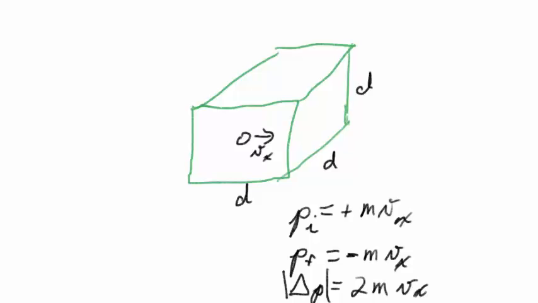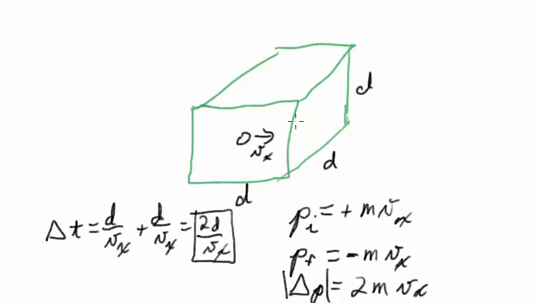We're going to start by imagining a box with each edge measuring length d. Within this box, we'll have a particle bouncing straight back and forth along the x-axis with velocity v sub x. As it hits the wall, its momentum will change from positive m v sub x to negative m v sub x, resulting in a change in momentum with magnitude of 2m v sub x. Before the next collision with the same wall, the particle will have to go back to the opposite wall in time d over v sub x and come back in time d over v sub x, so the total time between collisions with the same wall will be 2d over v sub x.